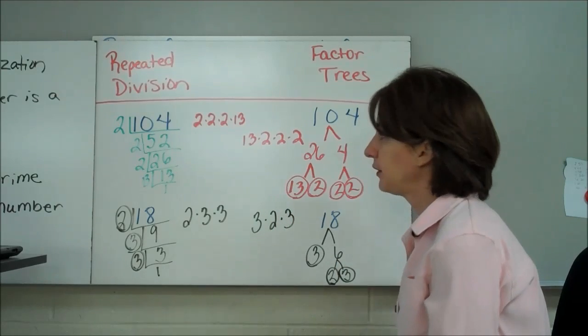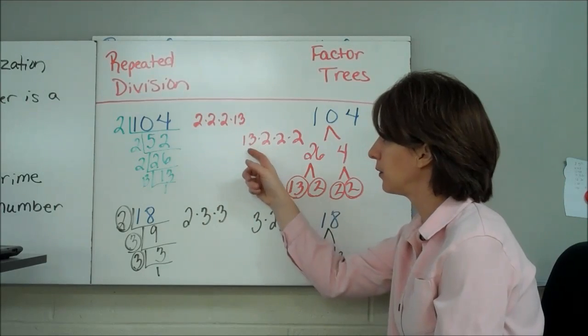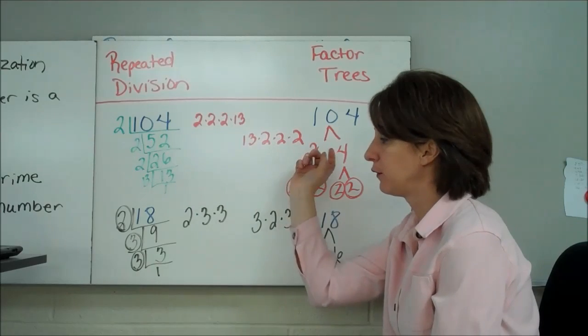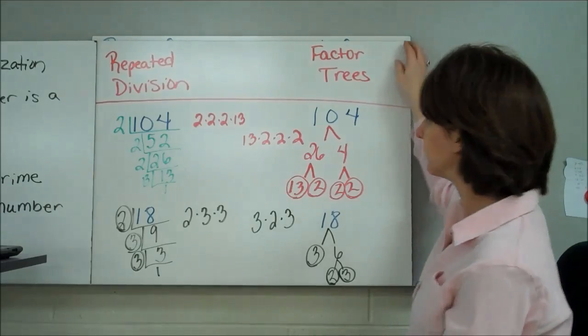Now, please remember that the commutative property of multiplication says you can put them in any order. So you can see that this red prime factorization is the same for 104, and these are the same for 18. Let's look at some more examples.